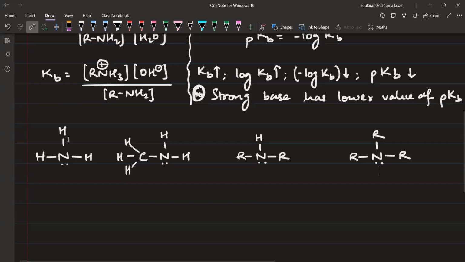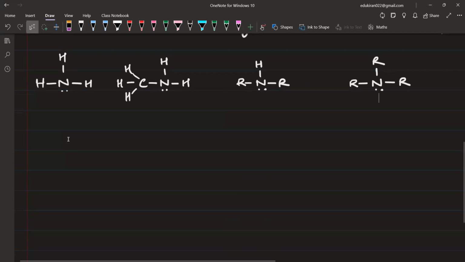Now, we have to understand where the basic nature is coming from. So basic nature is coming from the electron density, right? So this nitrogen has an electron pair, this nitrogen has an electron pair, this nitrogen has an electron pair, and this nitrogen is also having an electron pair. Now, when you have an alkyl group attached to nitrogen atom, it would increase the electron density, right? Because it is an electron donating group. And we would expect it to increase the electron density. And if the nitrogen is having a higher electron density, it would be easier for nitrogen to lose that electron pair. And because the alkyl groups are pushing the electrons.